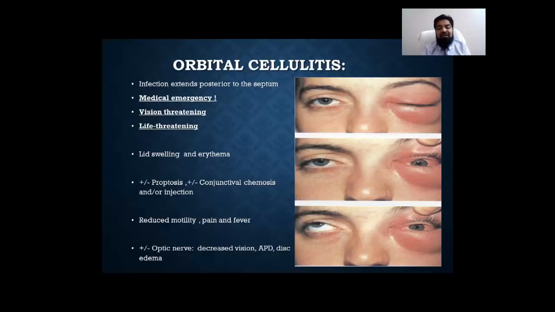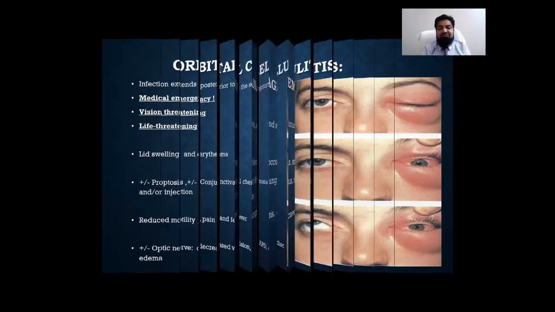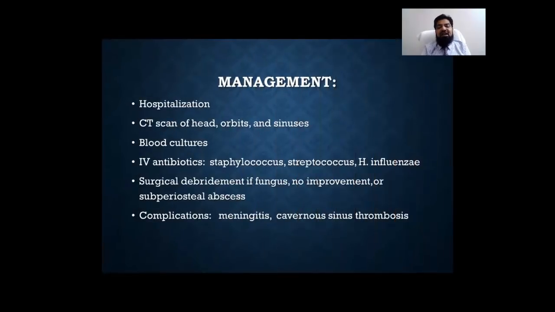The patient has fever, and sometimes it also affects the optic nerve. For that, as I told you, orbital cellulitis is an emergency, so we should admit this patient. We order investigations like CT scan of the head and blood culture, and at the same time we start systemic antibiotics, and sometimes we need surgical debridement.